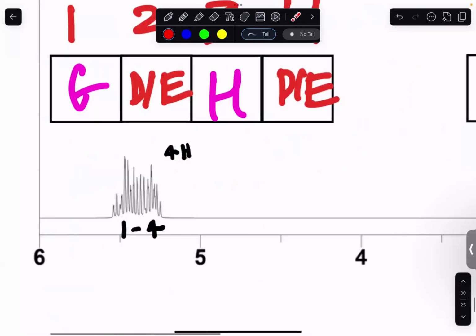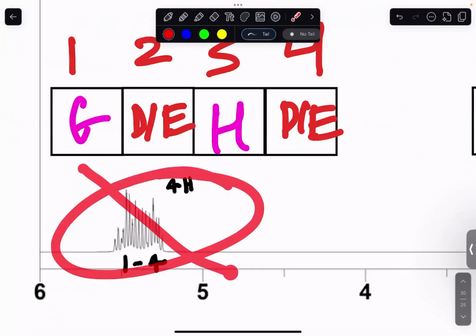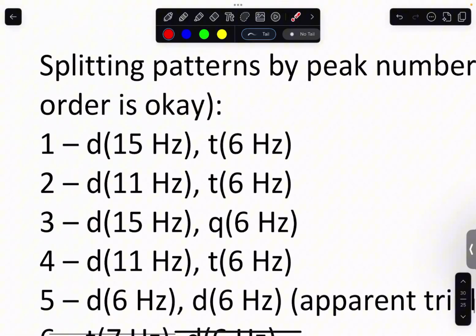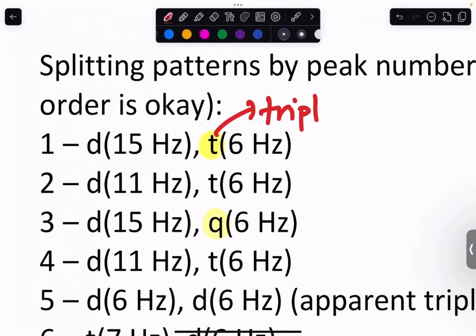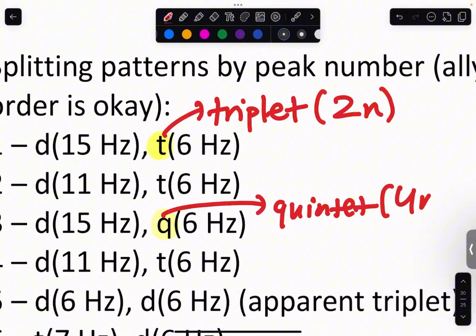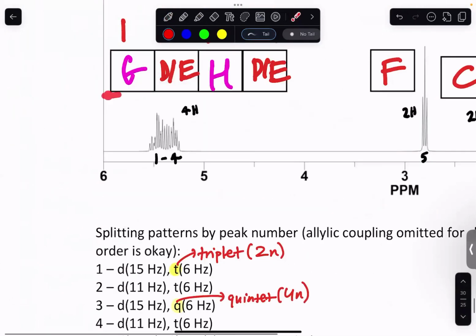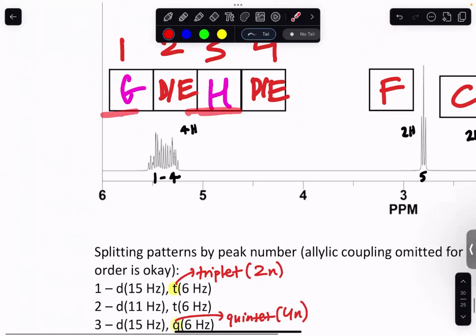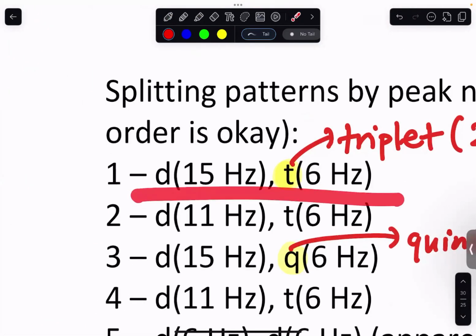You can't really read the number of neighbors from here, but you can read how many neighbors from this one letter right here, right? That T means that this is a triplet, aka 2 neighbors. This Q is a quintet, which means that there are 4 neighbors, and that's how we were able to differentiate between G and H, right? G is 1 because it has 2 neighbors, right? We can't tell the difference in the J values here because they are the same J values.